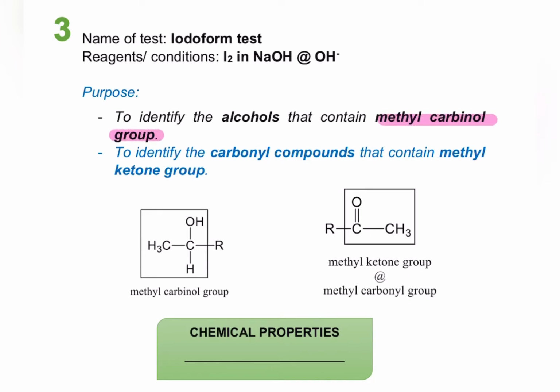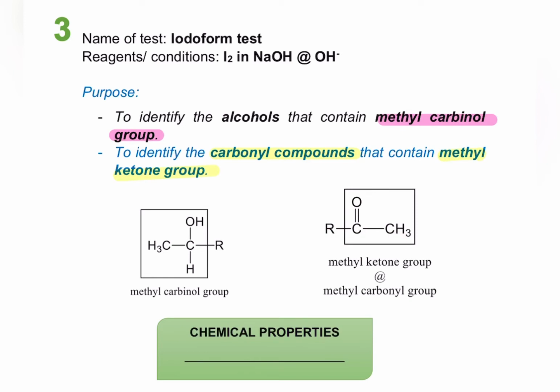But actually, there is another purpose for the iodoform test in this chapter 6, where you are going to use it to identify the carbonyl compounds that contain the methyl ketone group. So how does the methyl ketone group look? If you have a methyl carbinol group, this is the structure for it. But for the methyl ketone group, you have C double bond O. So this is your carbonyl carbon attached to methyl, and you have another alkyl group here. So this is what we call the methyl ketone group.